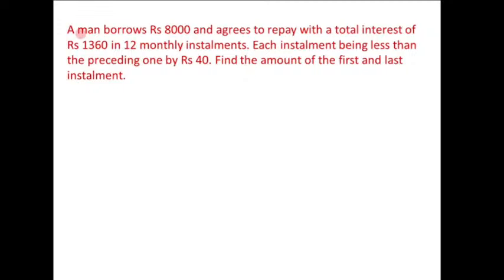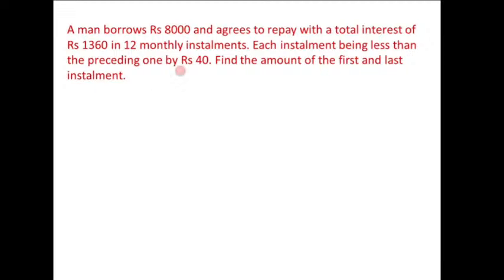So in this question, a man borrows rupees 8,000 and he has to repay rupees 1,360 more along with the rupees 8,000, and he has to repay the amount in 12 monthly installments. And here one condition is given that each installment is less than the previous one by rupees 40. So we have to find the amount of the first installment and the last installment.